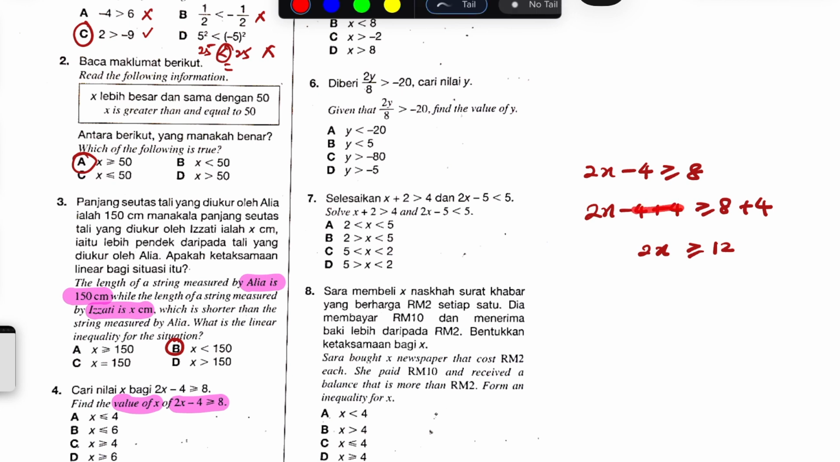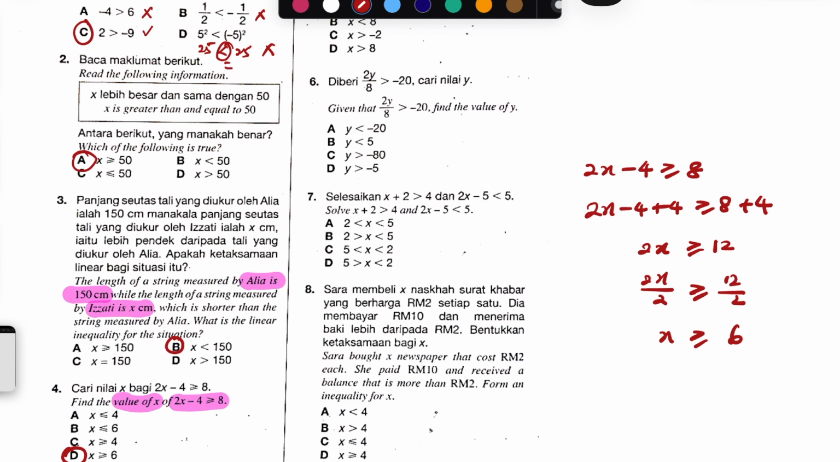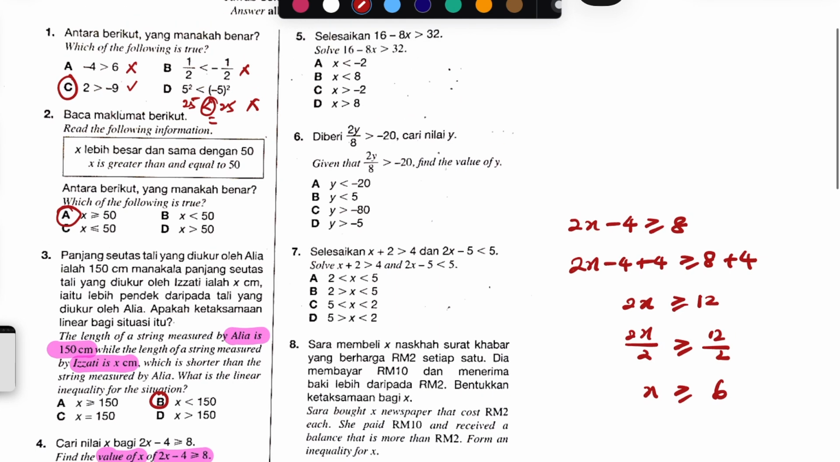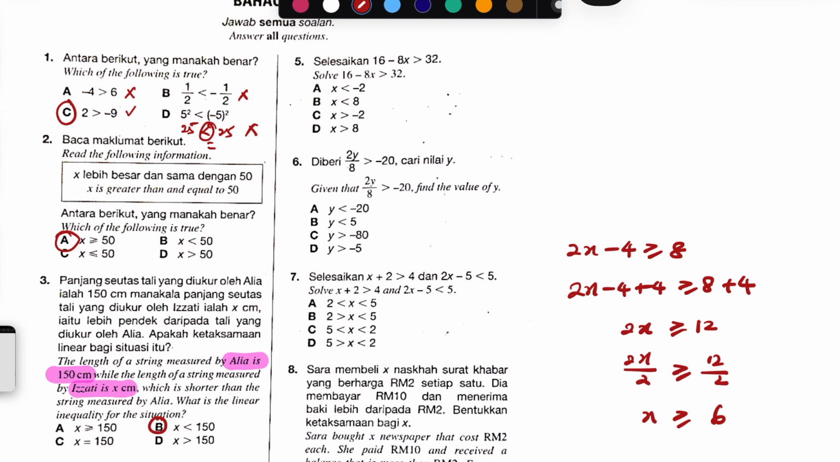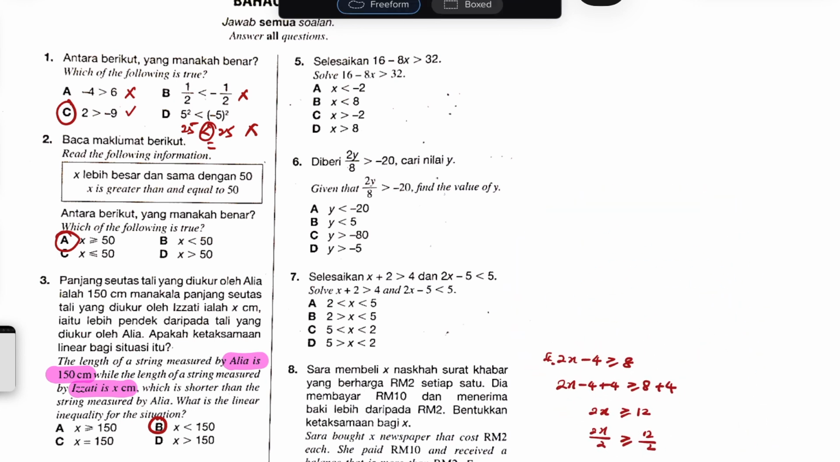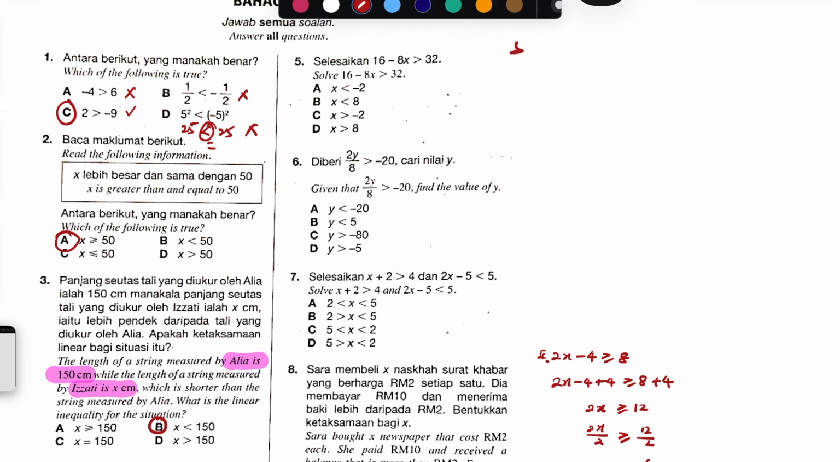Because this and this will be equal to 0. Now you need to get rid of the 2 in order to get the answer for x. In order to eliminate the 2, we need to divide by 2. When you divide by 2, both sides also need to be divided by 2. Therefore, 12 divided by 2, so x is greater than or equal to 6. So the answer for number 4 is D, x is greater than or equal to 6. Alright, so move on to question number 5.